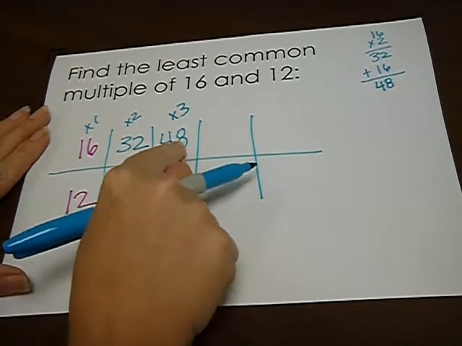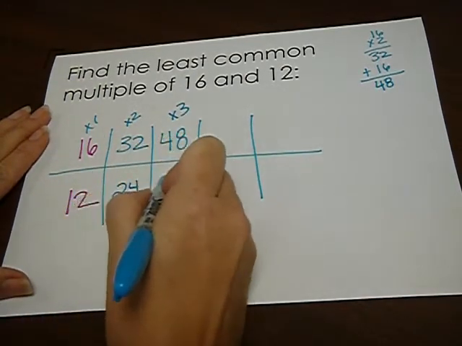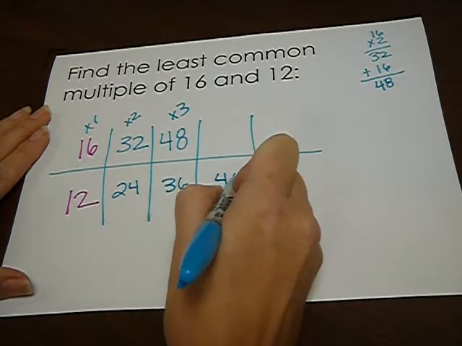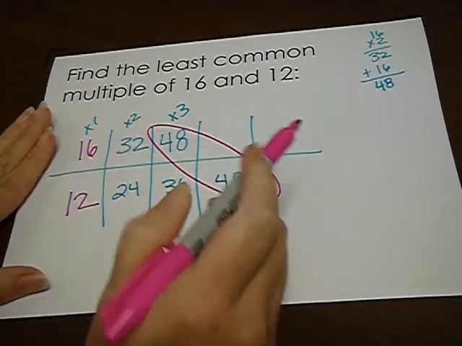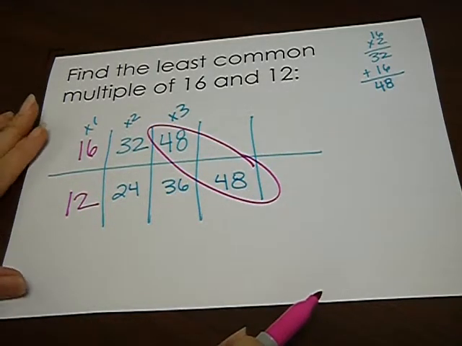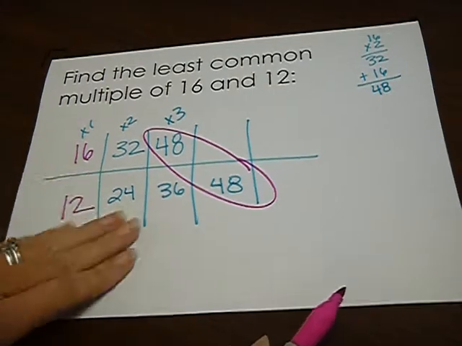Now that looks familiar, 48. If I do my 12s, I would have 12, 24, 36, and 48. 48 is the first number that is on both lists. So 48 is the least common multiple of 16 and 12.